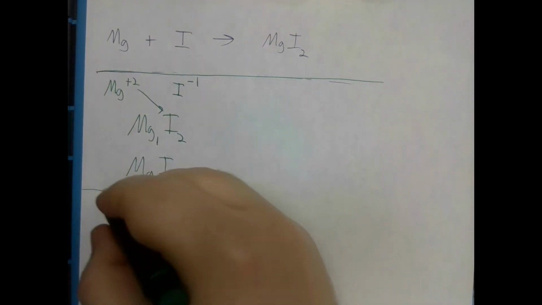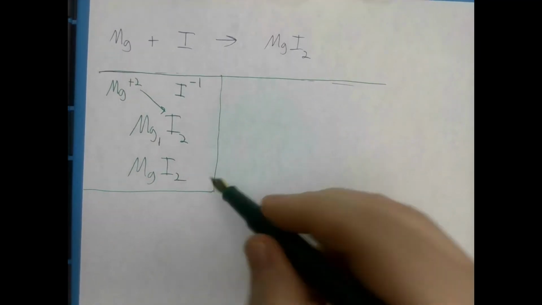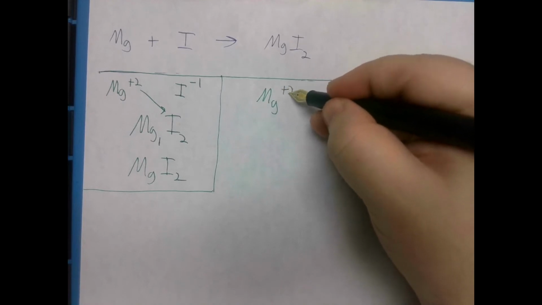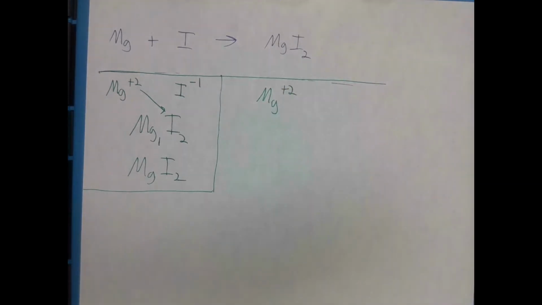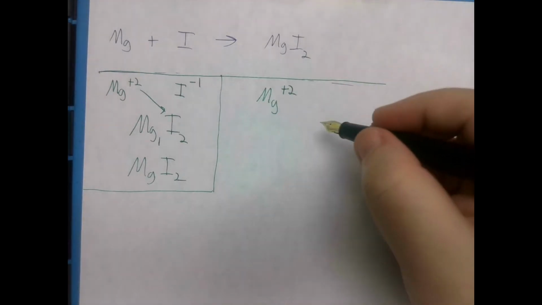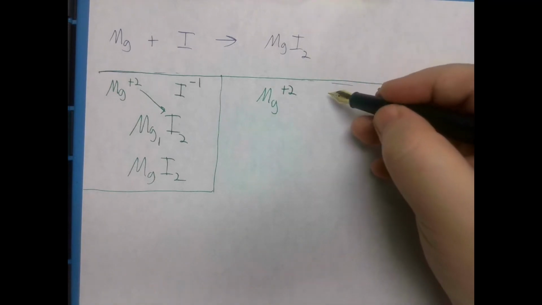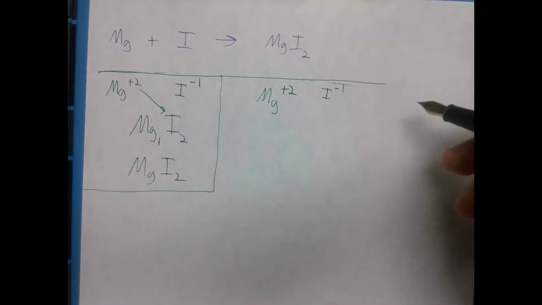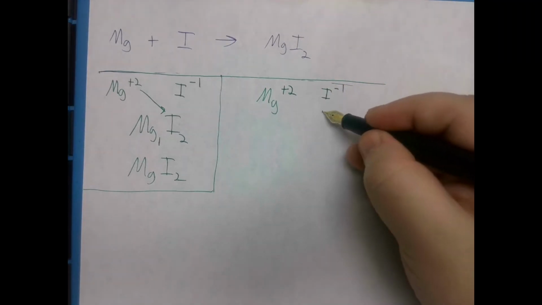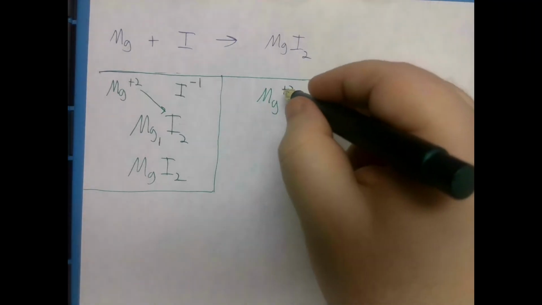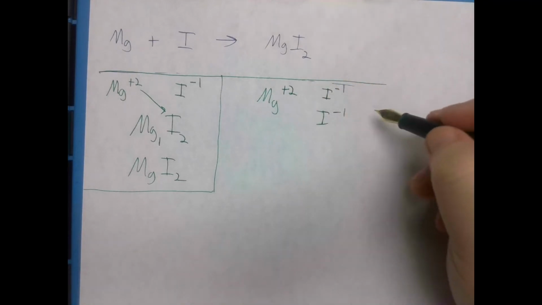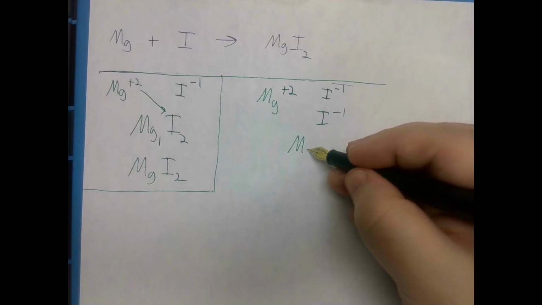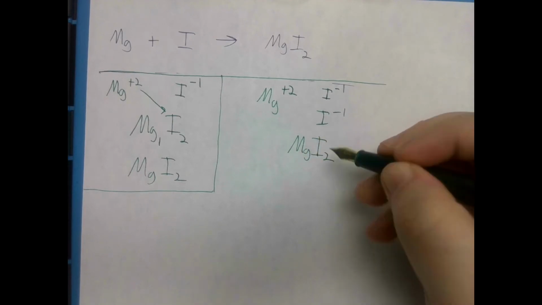Another way of getting this is we have a plus 2. How many negative 1s do I need to add to make this 0? 2. So I add 1. 2 minus 1 is not 0, so I'll add another 1. 2 minus 1 is 0, so I needed 2 of them to counteract that. So this has to be MgI2.